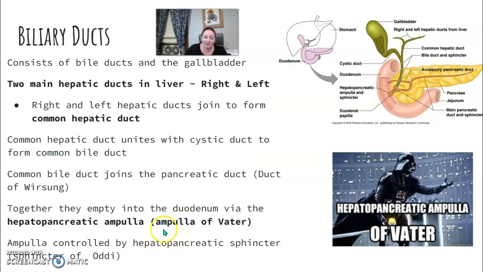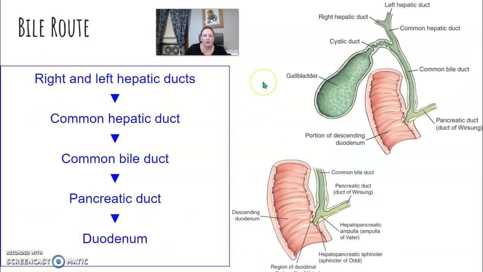But the ampulla of Vater is controlled by the hepatopancreatic sphincter, which is also called the sphincter of Oddi. And the bile route, how it passes through, so right and left hepatic ducts, through the common hepatic, common bile, pancreatic duct, and duodenum, and that's just the pathway. So really just go back, spend a little bit of time on this anatomy and familiarizing yourself where these are located within the body, and then we'll move on to the studies.